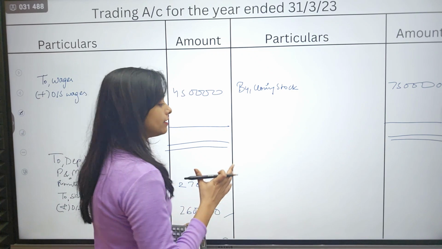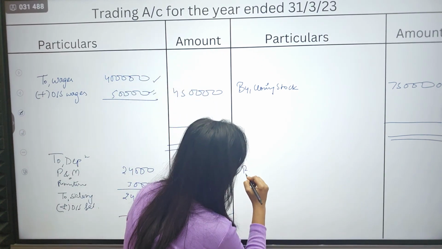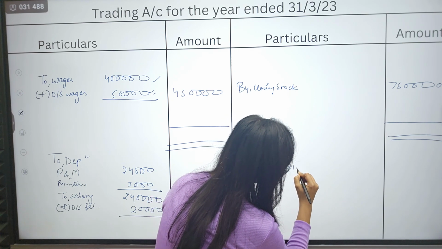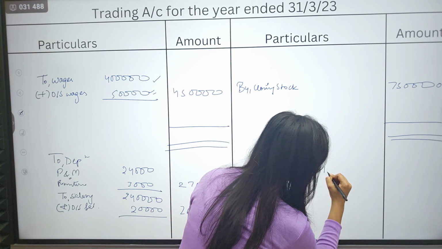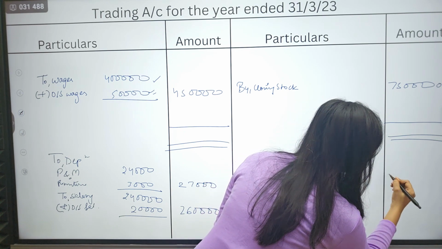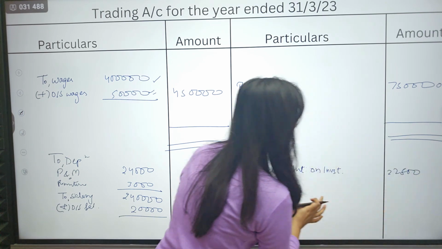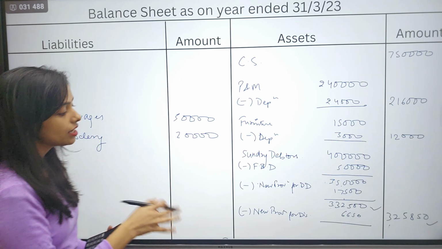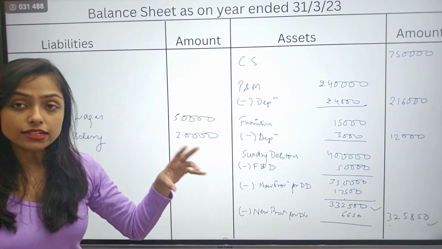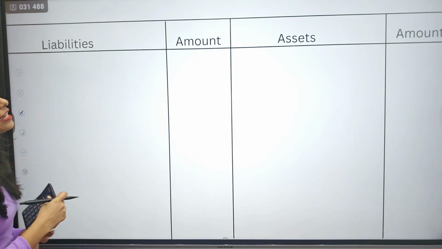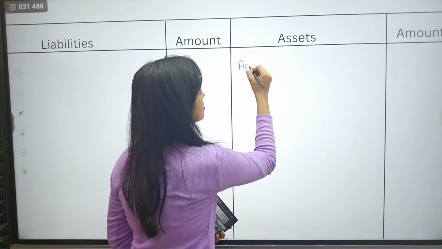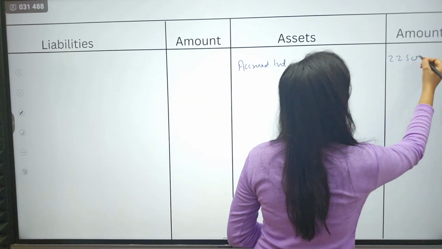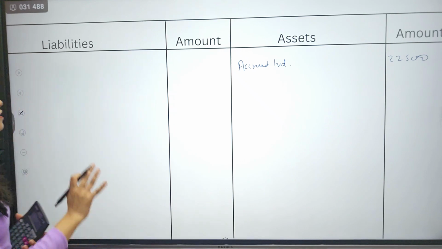I am going to write it first place in the profit and loss account as my income by accrued interest on investment. How much? 22,500. Also show your calculation over here ki how you got this amount. Fine. Then after that, second place that we are going to write it in is in my asset side, because in future I will receive it. So accrued interest 22,500 you can write over here. That's it. We are done with our question now.